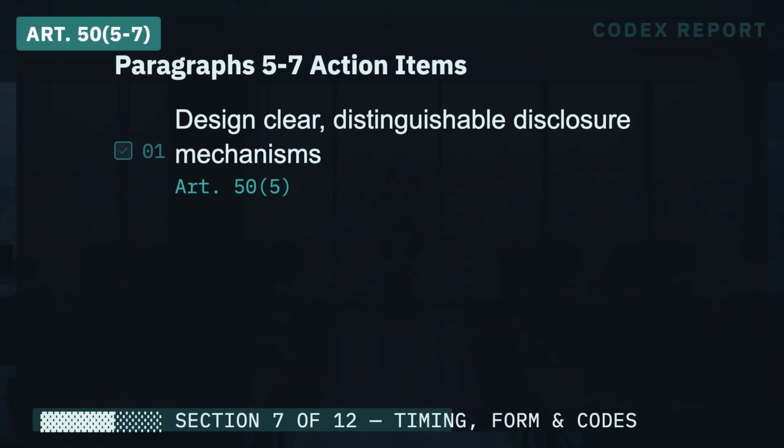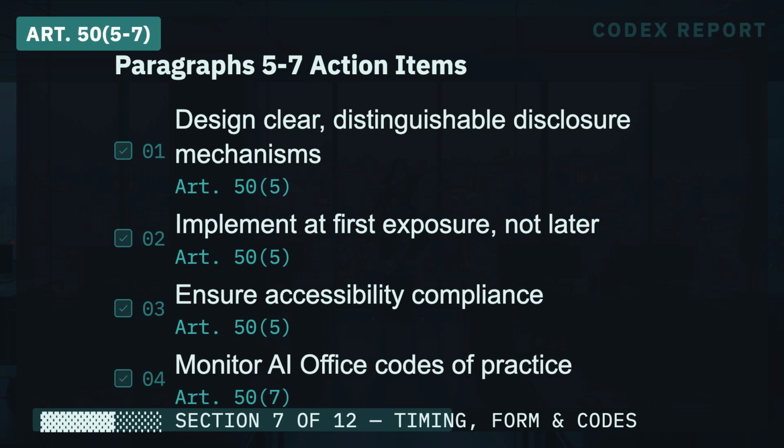The action items. Design your disclosure mechanisms to meet the clear and distinguishable standard now. Implement them to fire at first exposure, not later. Ensure accessibility compliance, and establish a monitoring process for AI Office codes of practice and Commission implementing acts.